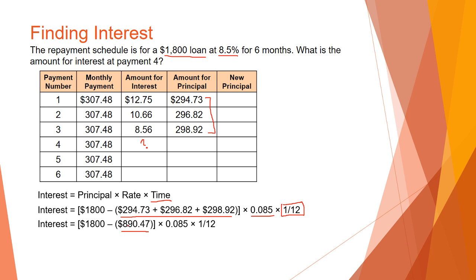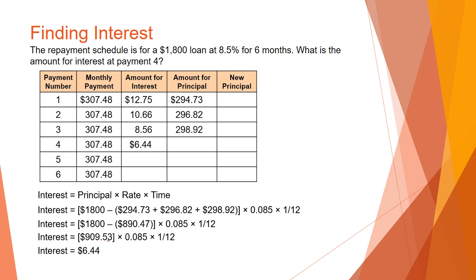So at month 4, we only owe $909.53. Now we can get that principal, multiply the rate and the time together, giving us an interest of $6.44. So that's where we will put it.